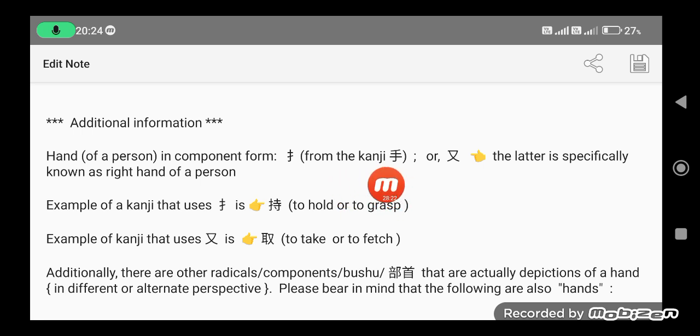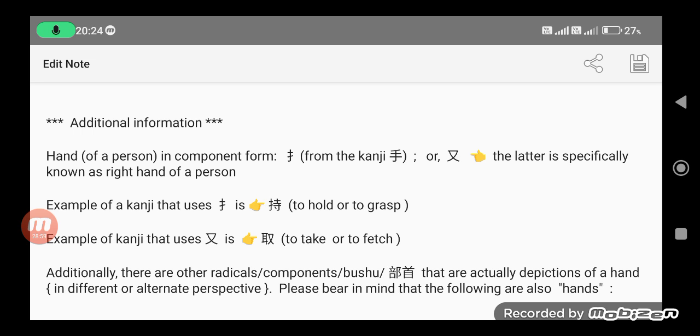You see, sometimes for a kanji to become a radical, it has to go through some contraction. So when you contract this kanji, it is like this. So te, this is also a hand. When the te becomes a radical, the contracted form is here, and usually this radical is in hen position, or left. Also, this radical is a hand. Specifically, this is a right hand of a person. The latter is specifically known as the right hand of a person.